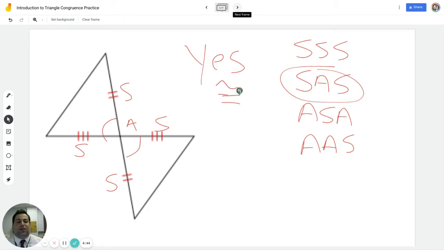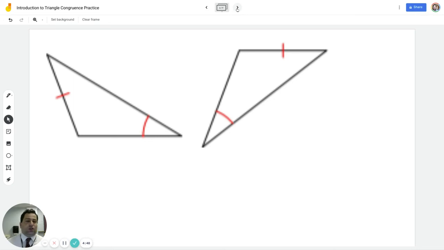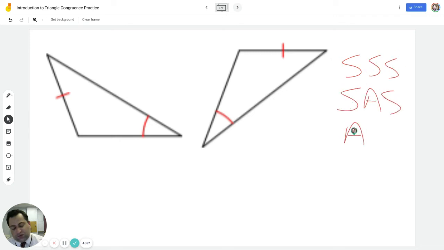And it's by the theorem side angle side. Let's try another one. So looking at our sets of triangles here, again, we are looking at our congruency statements.